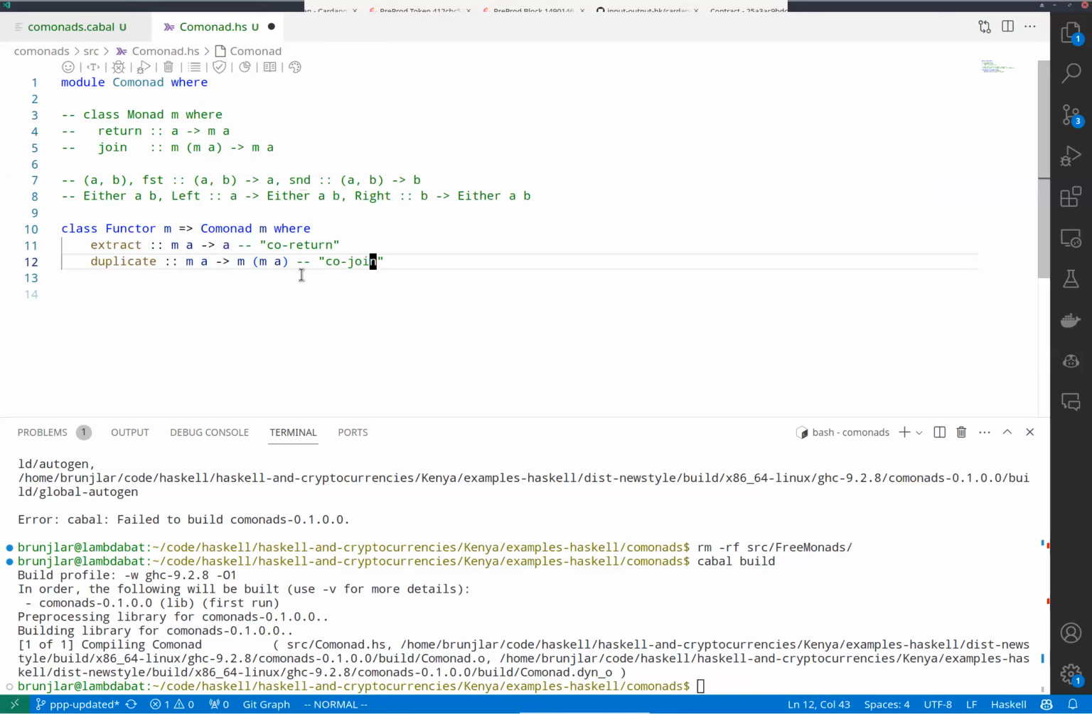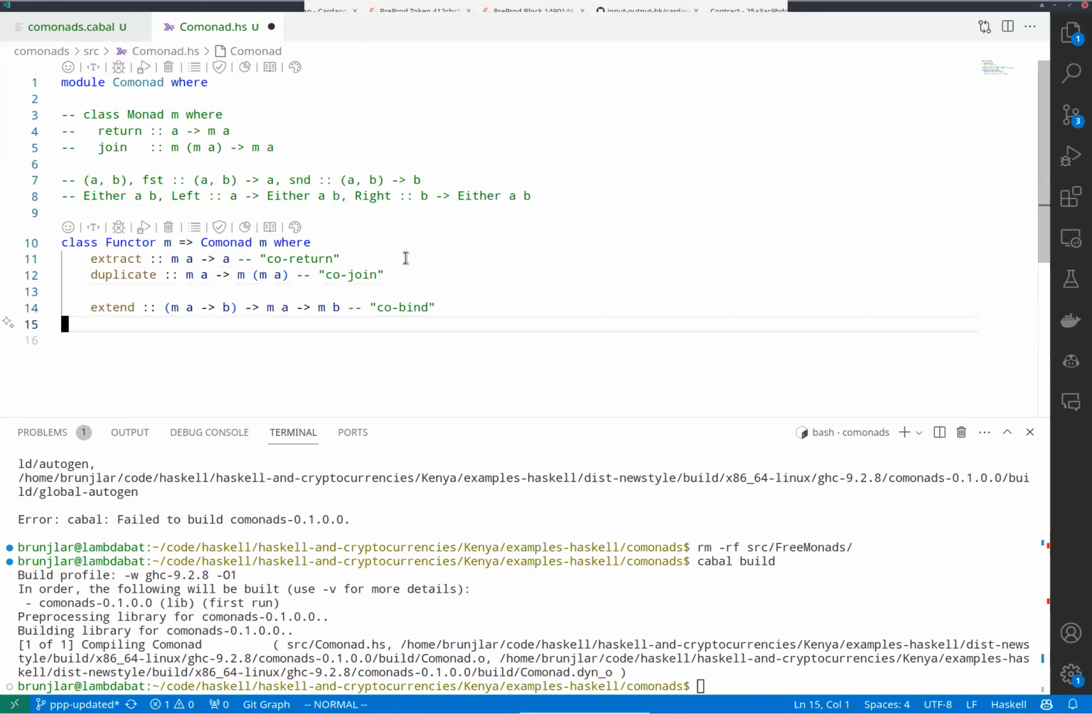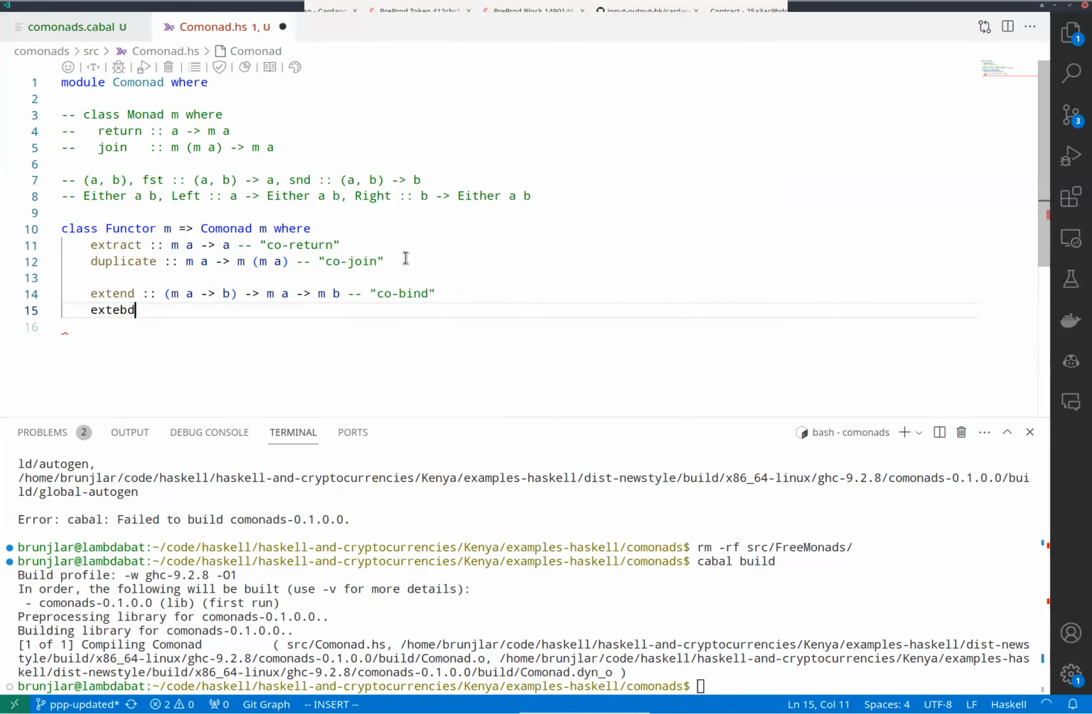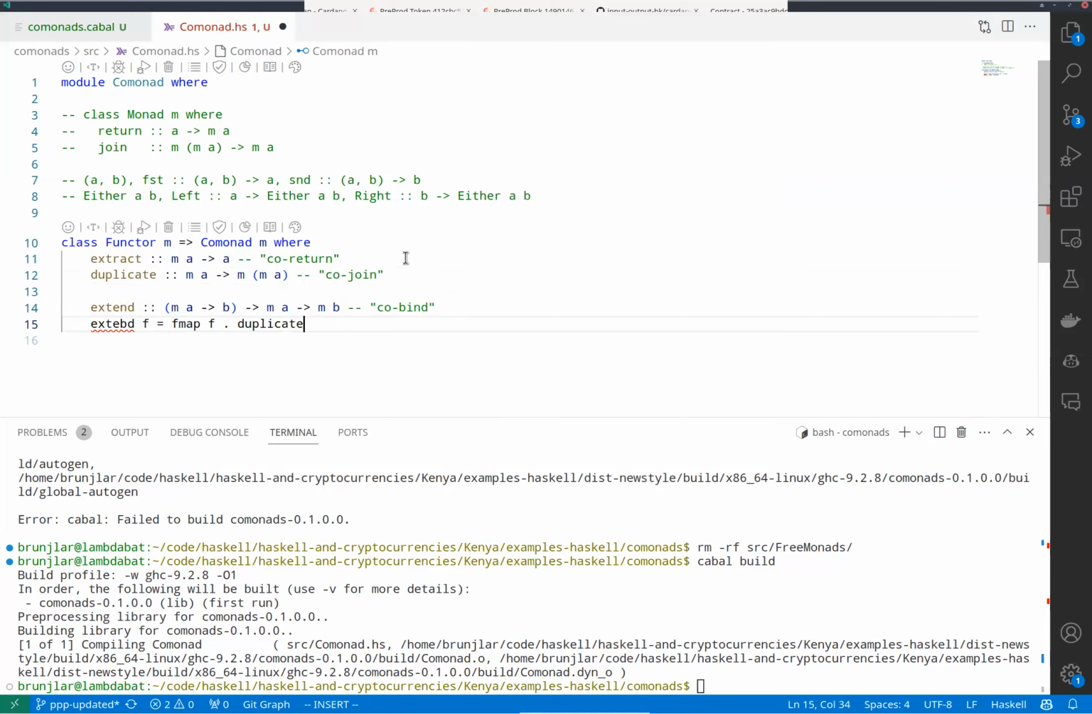And there's also, anyway, there was this other thing that it suggested. I shouldn't have deleted that so fast. What was that? What's that called? Extend, exactly. So that's like the co-bind. Just as you can express join in terms of bind, you can also express extend in terms of duplicate. So let's see. Maybe we can do this, like a default extend, yeah, like this.